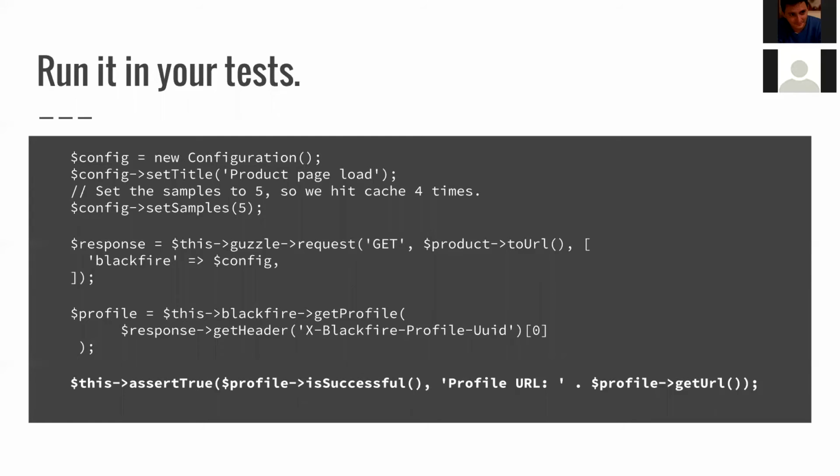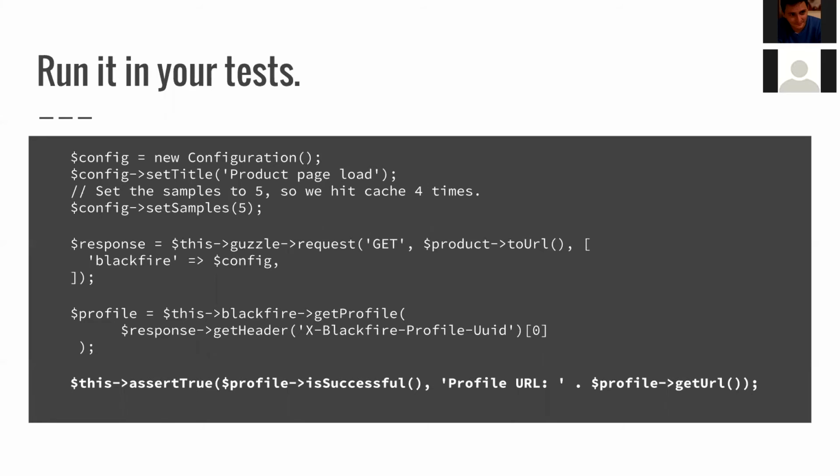So here's that same example, with that .blackfire.yaml in my doc root, I'm going to actually trigger that page in my test. So I'm going to create a new configuration and set the title to be product page load, and I'm going to set my samples here to be 5. So that way it hits an uncached page once, then goes over it 4 more times cached. And I'm going to take my Guzzle client, which was injected with the Blackfire middleware, and point it to my product page.